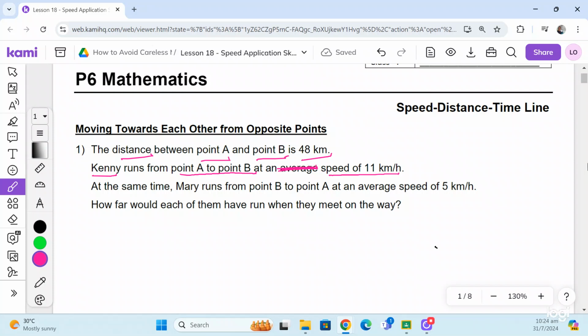At the same time, Mary runs from B to A at the speed of 5 km per hour. So Mary is running from the opposite direction. So you will need to know how they move by acting out with your fingers. So how far, which is the distance, will each of them have run when they meet on the way?